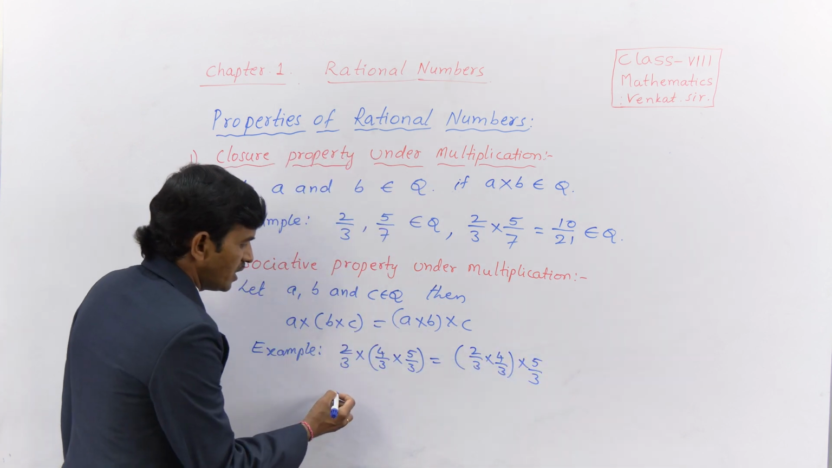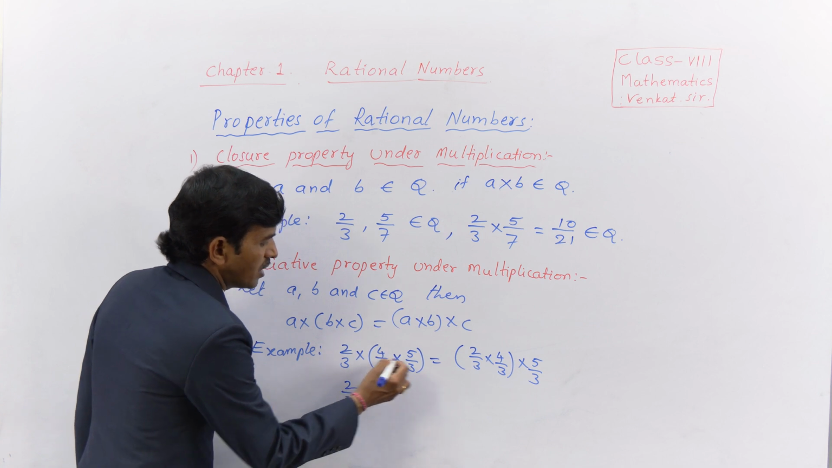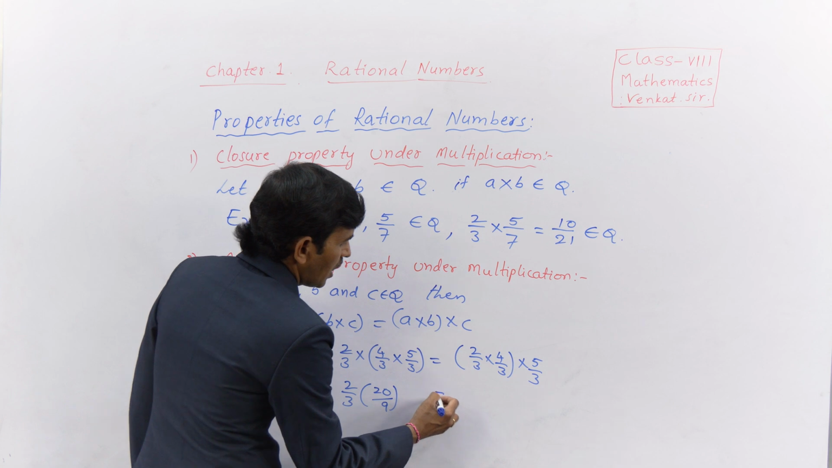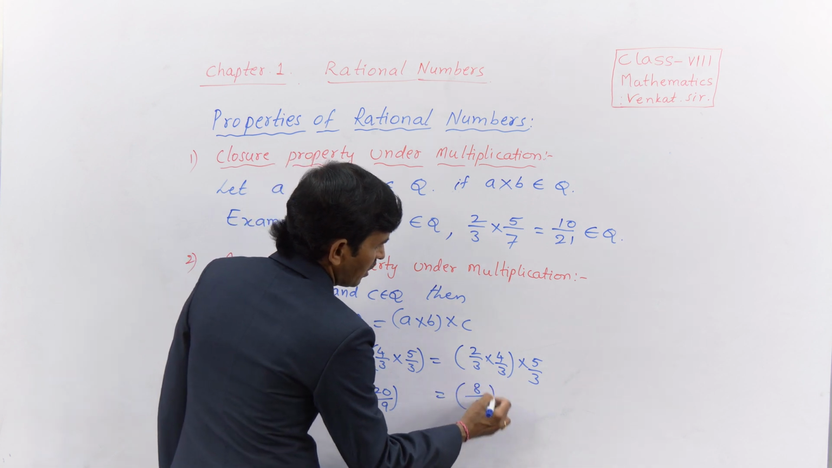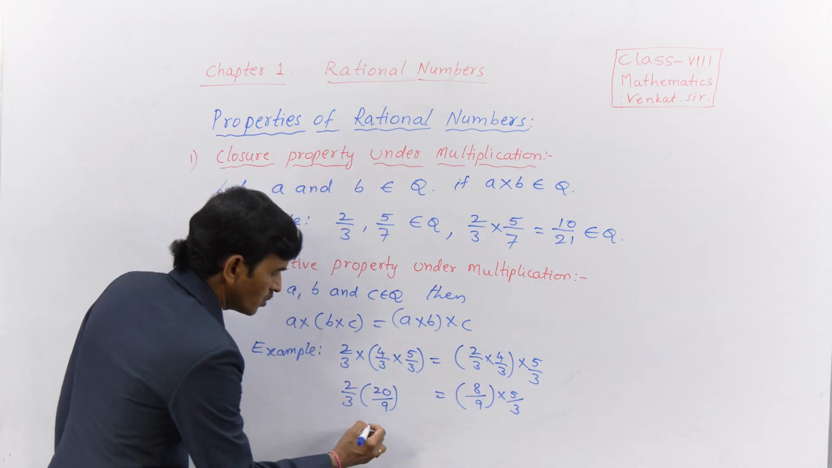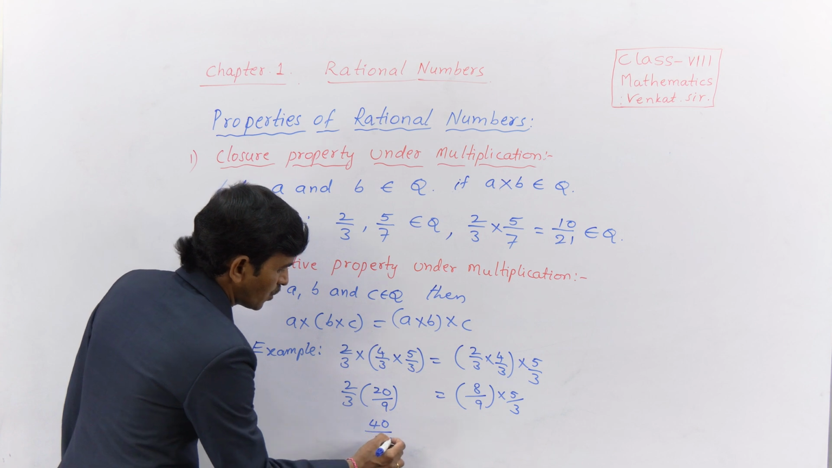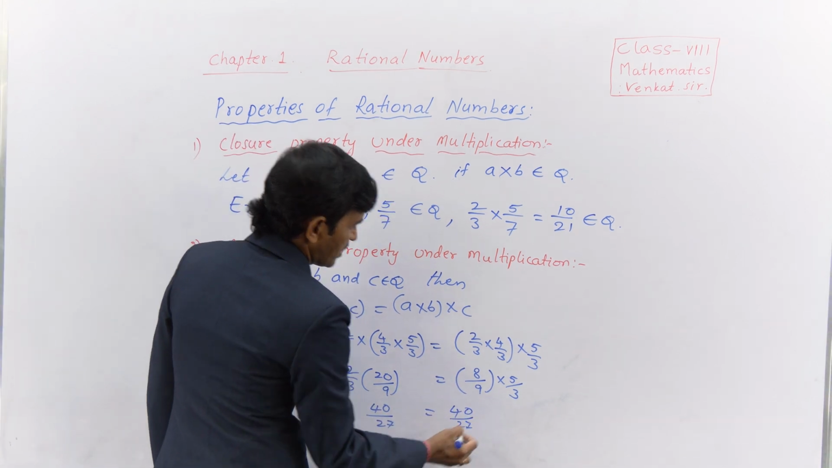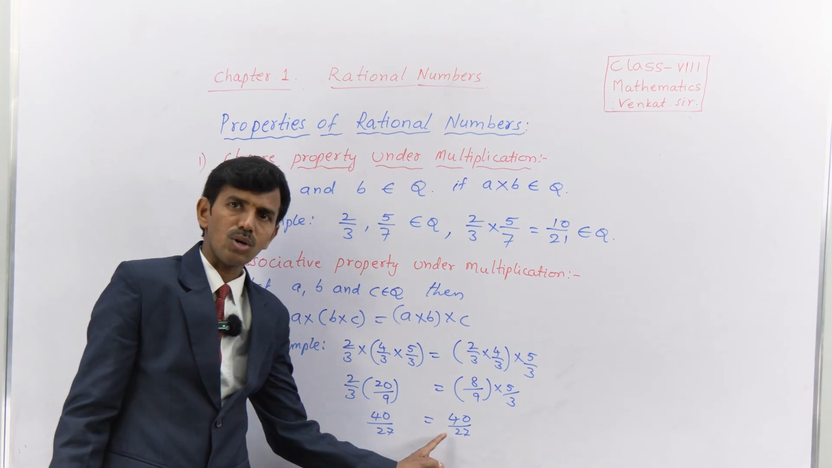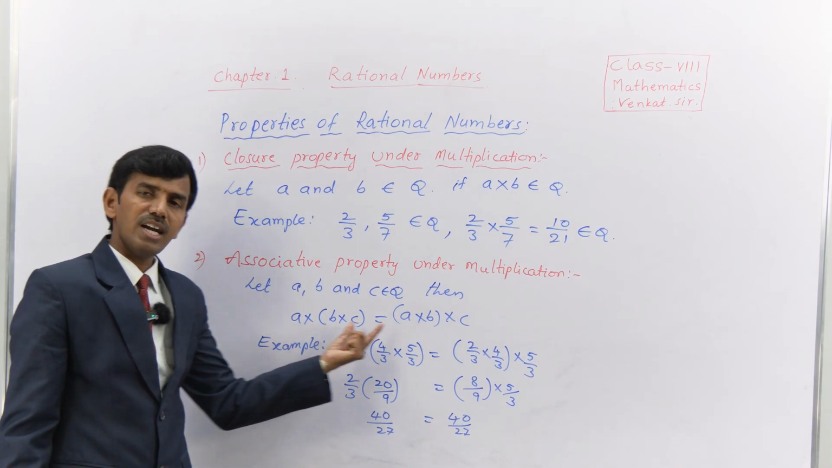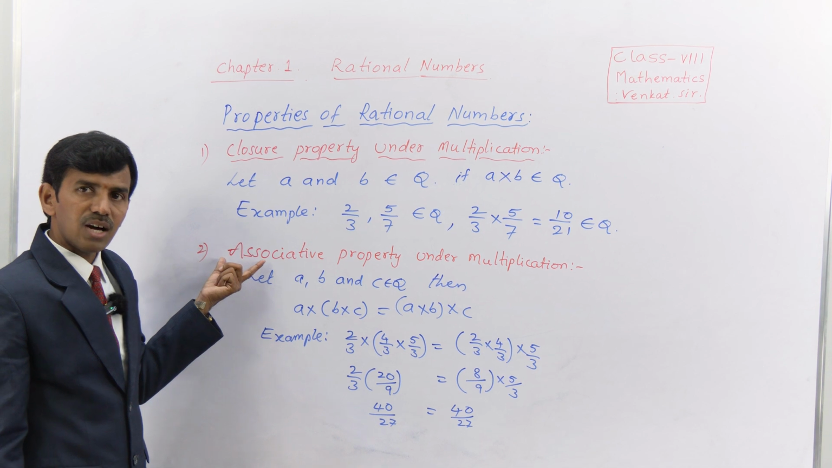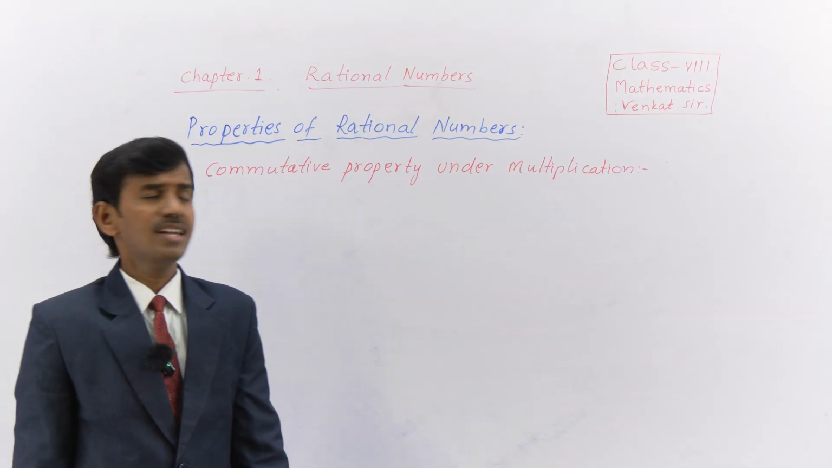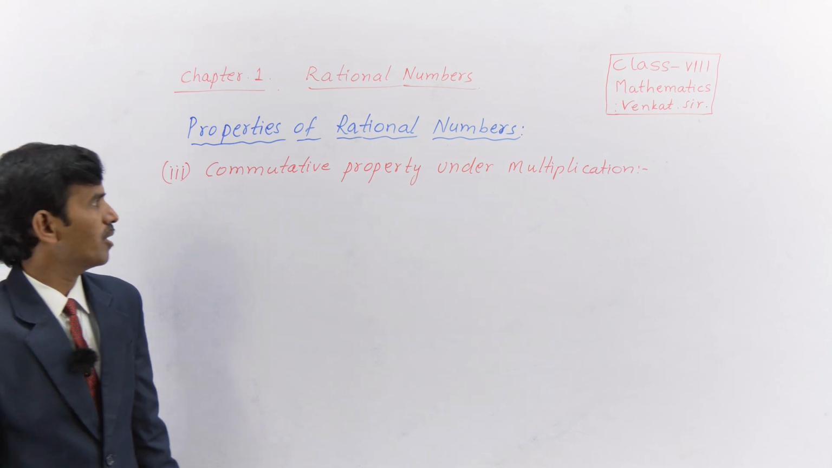So what are you going to get in this case? 2 by 3. Let us multiply the bracket value first. 5 4s are 20 by 3 3s are 9. Here also 2 4s are 8 by 9 into 5 by 3. Now 8 5s are 40 by 9 3s are 27, which is equal to 8 5s are 40 by 9 3s are 27. Here if you observe, LHS is equal to RHS, hence the given condition is satisfied, so the set of rationals is what? Associative under the operation what? Multiplication. Let us discuss the commutative property under multiplication.